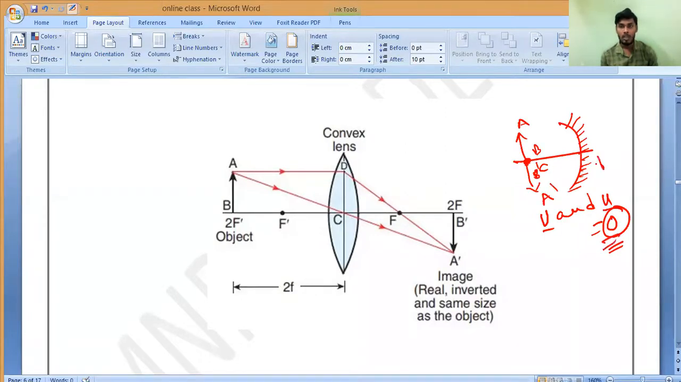Understanding? But if it comes to the lens, they are forming exactly at 2f dash and 2f. Understanding? But they are not at the same location. Do you understand? Opposite direction.